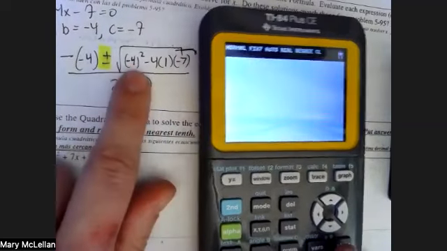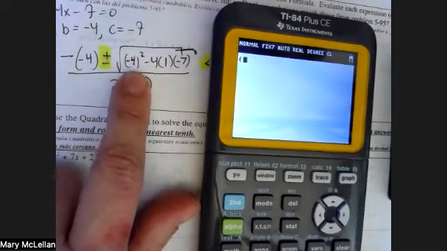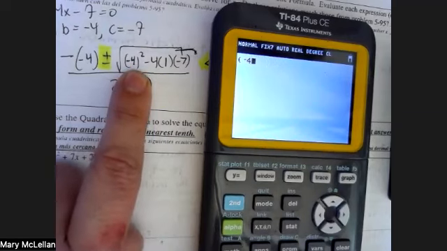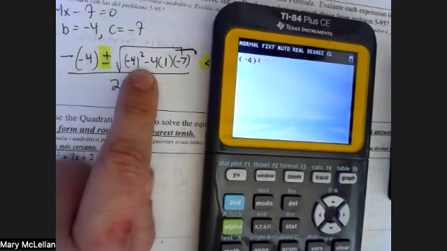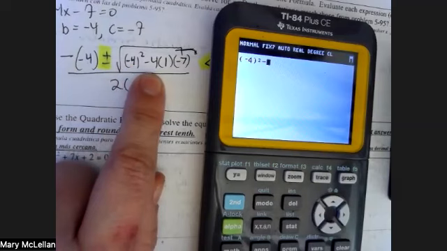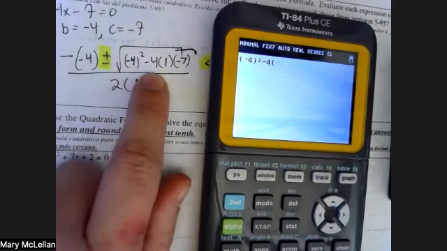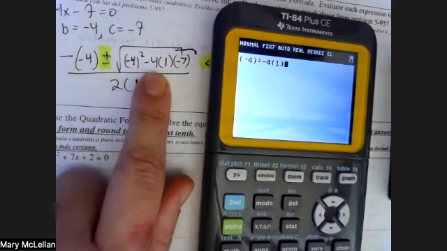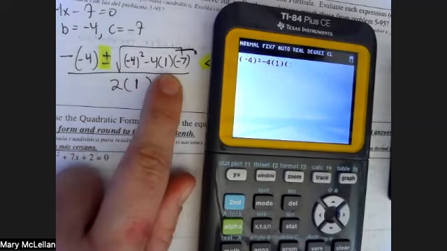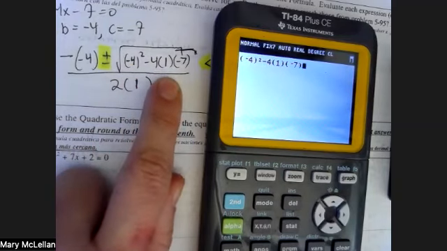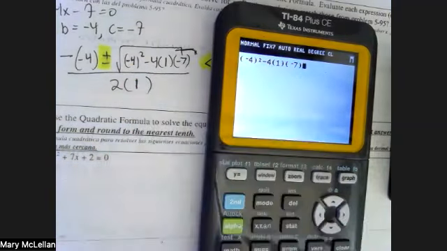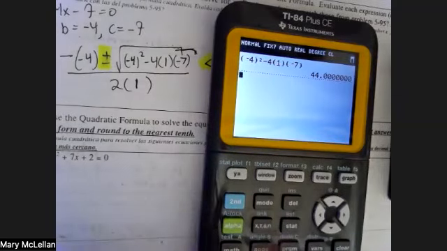Now I'm going to do the whole expression under the radical. So I've got negative 4, I'm being careful to use my parentheses, squared, minus 4. In parentheses, I'm writing the value for a. And in the parentheses, I'm also writing the value for c, ac. There it is. I press enter. I get 44. The number under the radical is 44.